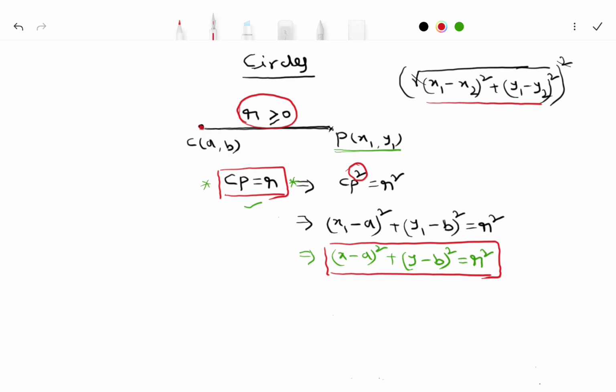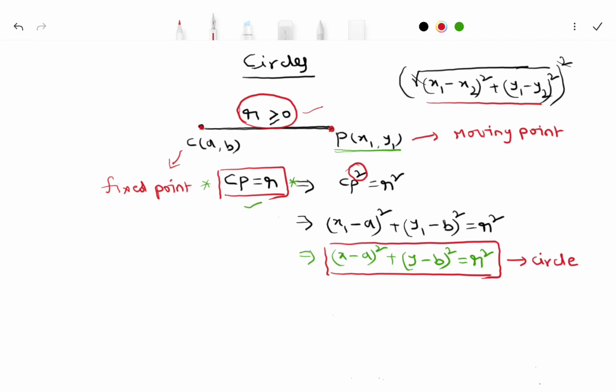So here you can say what is the definition of the circle? The locus of the point which is at a constant distance r from a fixed point. This is the fixed point. P is the moving point or variable point. Now, the locus of a point which is at a constant distance r units from a fixed point is called a circle. So this is the equation of the circle.